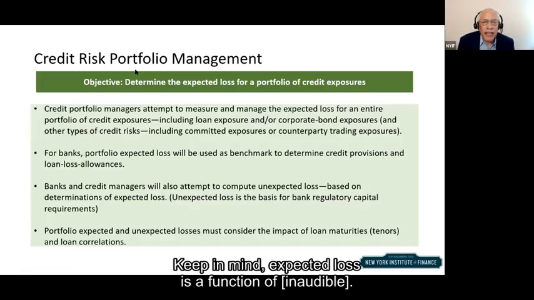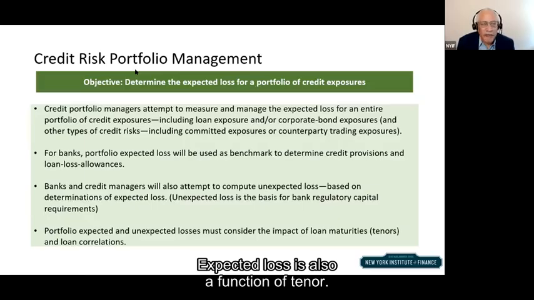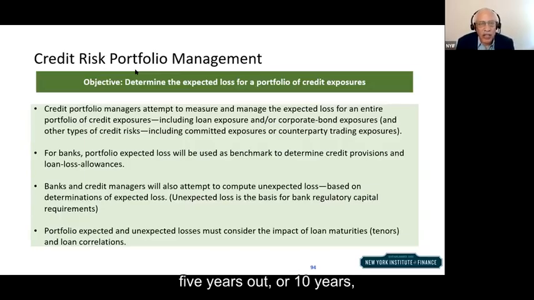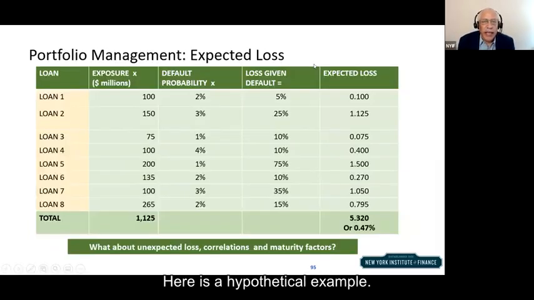Keep in mind, expected loss is a function of probability of default. Expected loss is also a function of tenor. It's a function of whether we're 1 year out, 5 years out, or 10 years out, as much as it is a function of the rating itself. Here is a hypothetical example.